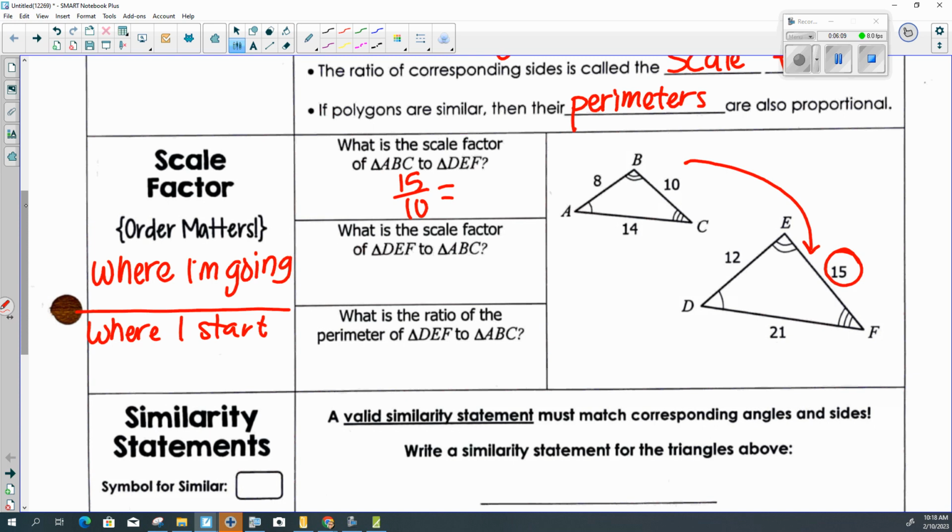And then we reduce this. Did you all reduce it already? Bergen, what is 15 tenths once you reduce it? Yes.